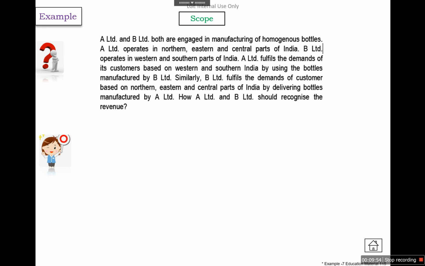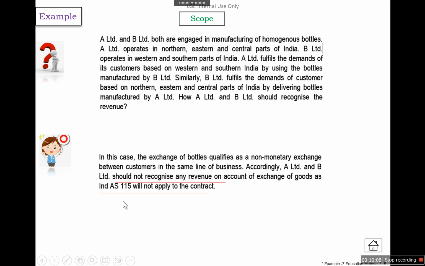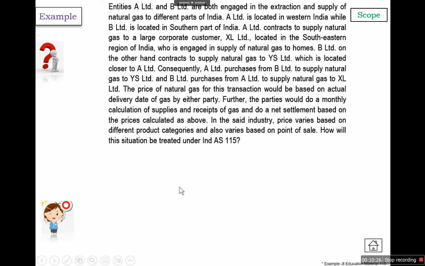So in case of non-monetary exchanges, it is not covered under Ind AS 115 if the transaction is within the same industry and to facilitate the customer. In this case, as the transaction is for bottles and to facilitate the customers, it is just an exchange of goods and revenue should not be recognized, and Ind AS 115 will not be applicable on this transaction.